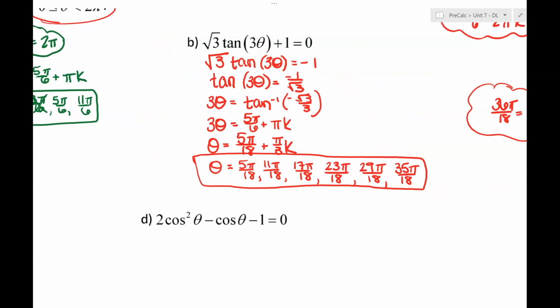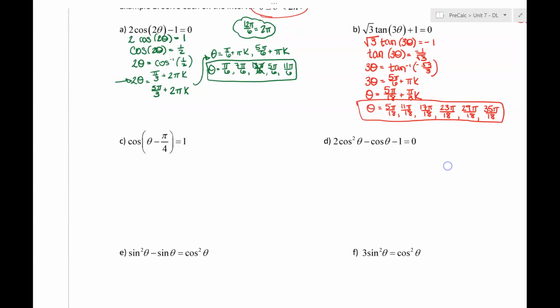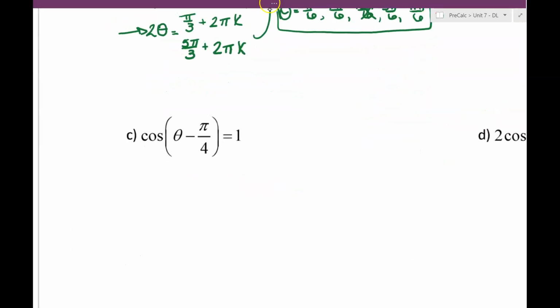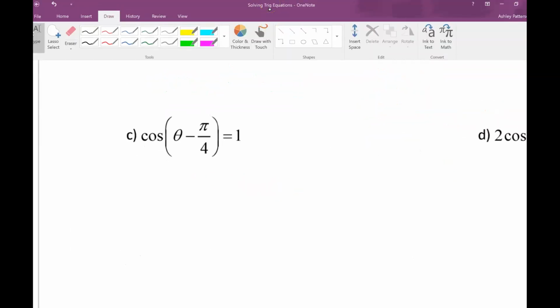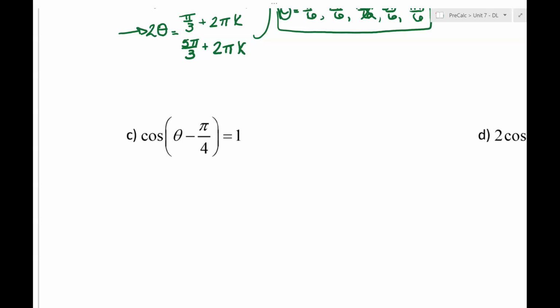Okay, rad, so there's 2, 4, 6 answers. Nice. Let's take a look at this guy. Now, there isn't a horizontal stretch or compression, okay, and there's just a shift to the right pi over 4 units. That doesn't affect the period. So we, yes, need to account for it, but we're not actually going to change anything.